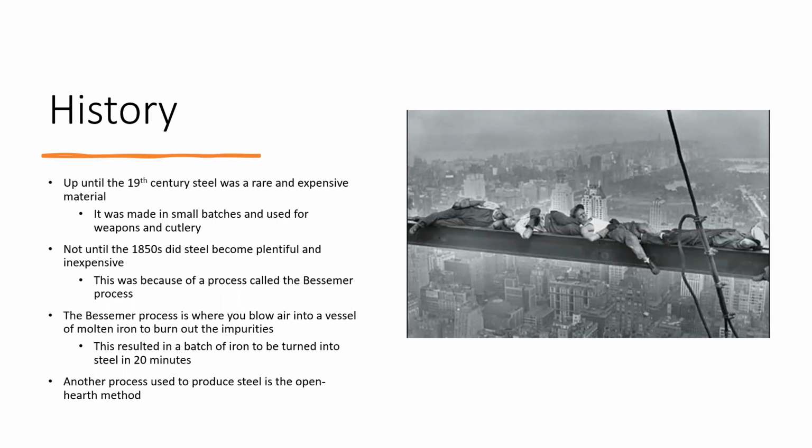The Bessemer process is where you blow air into a vessel of molten iron to burn out the impurities. Impurities are all the elements and miscellaneous things inside of iron ore that we do not want in steel. So we burn them out and use other methods to get these impurities out of the iron ore. This resulted in a batch of iron being turned into steel in 20 minutes. Another process used to produce steel is the open hearth method.